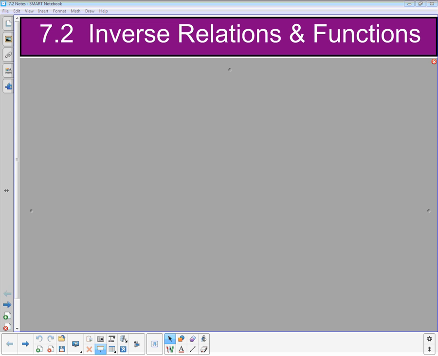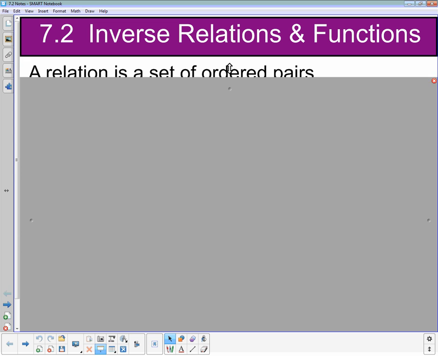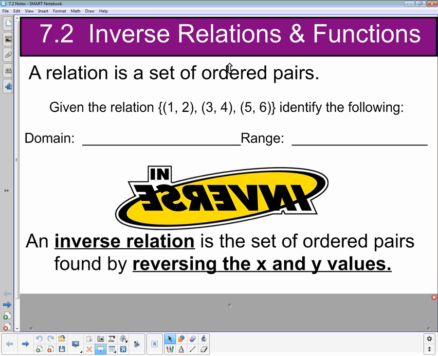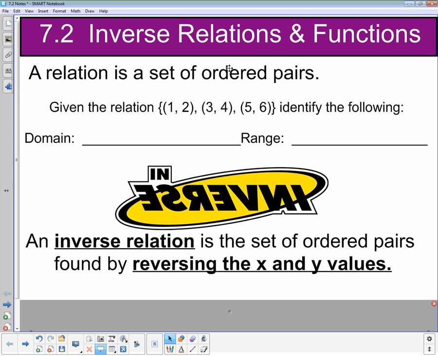We're going through inverse relations and functions. Alright, so we know a couple things here. A relation is a set of ordered pairs, and given the relation we have a set of points here: (1, 2), (3, 4), (5, 6).